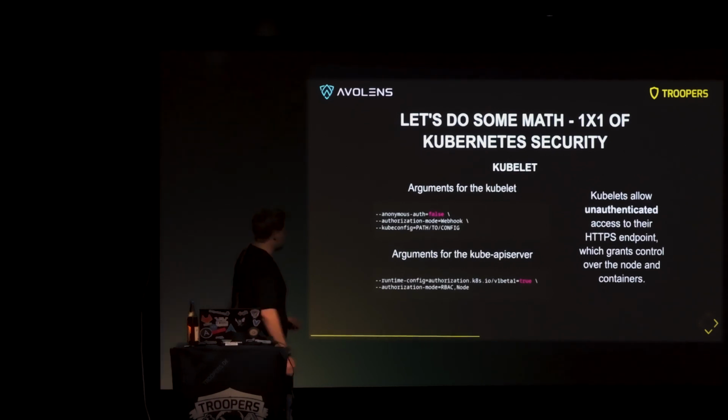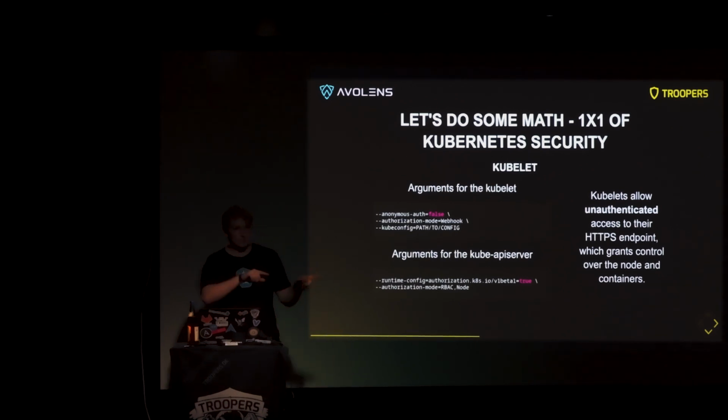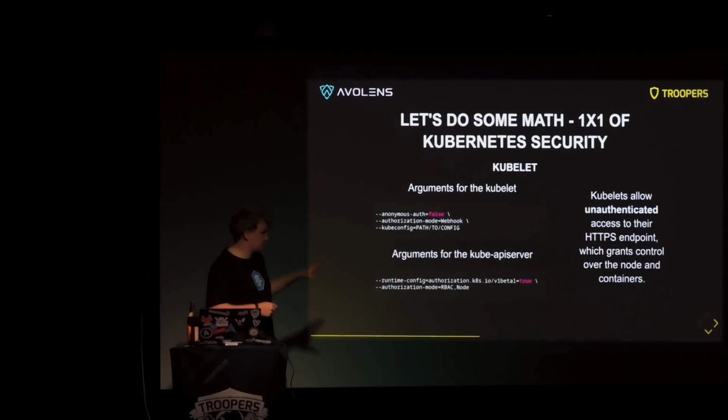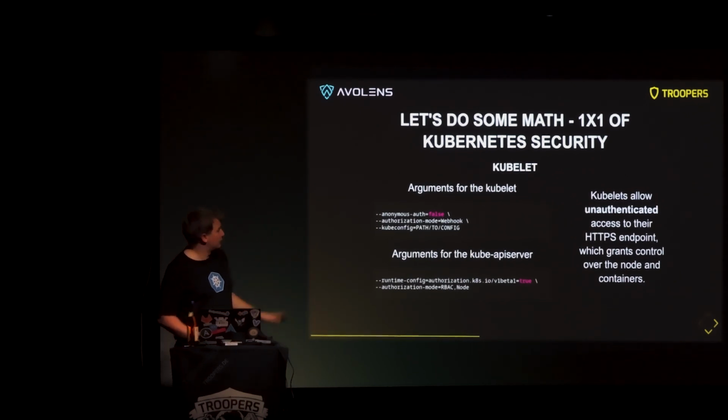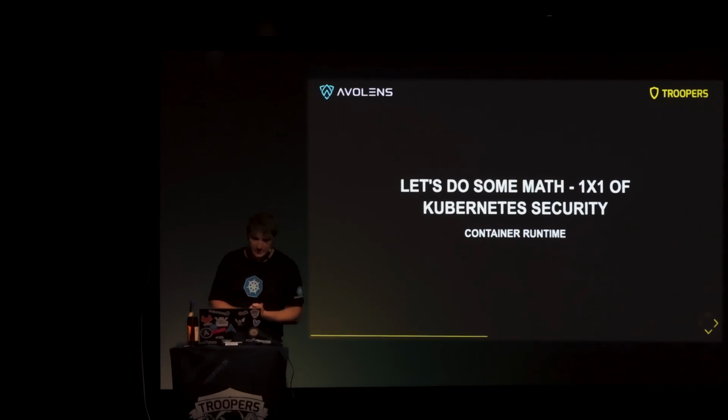And also for the API server, ensure that you have authorization on and that you're using role-based access and node authorization. We will come to that one later, where this extremely helps. But just to make sure, those are the arguments you definitely should be setting for the kubelet and for the kube API server. So let's head into container runtime security a bit.